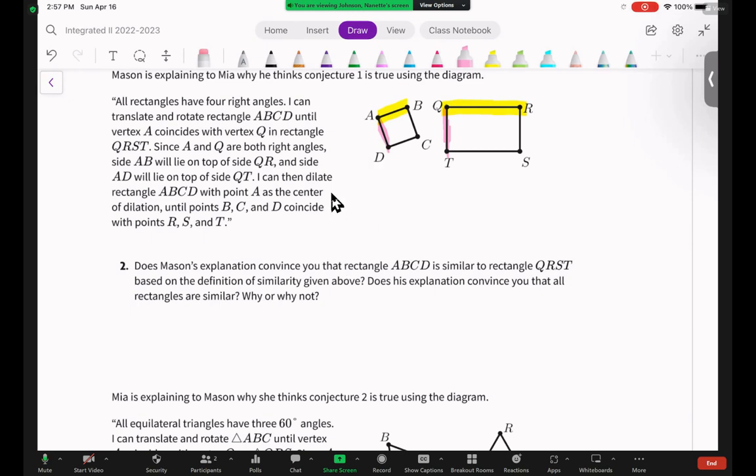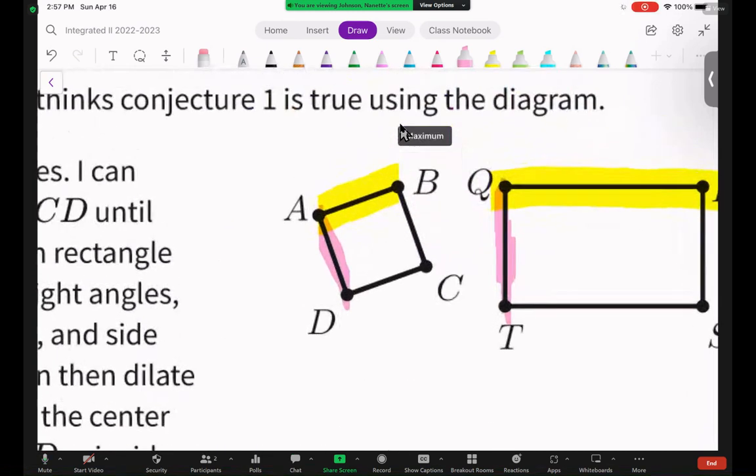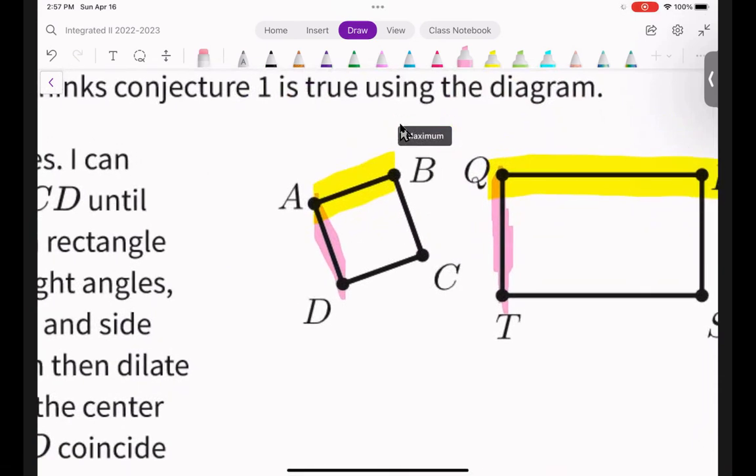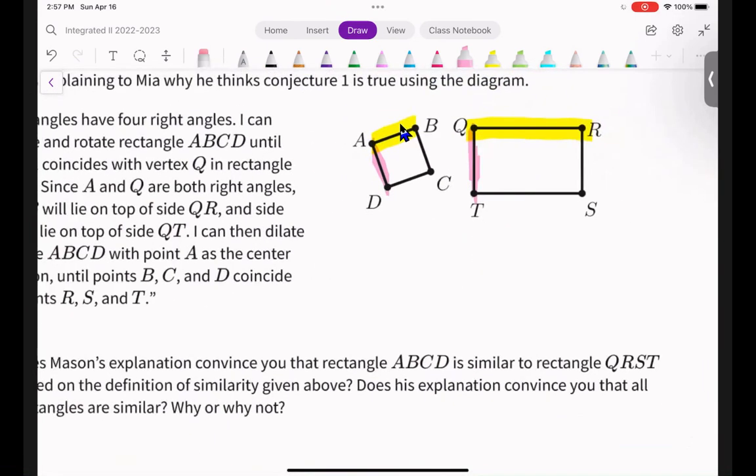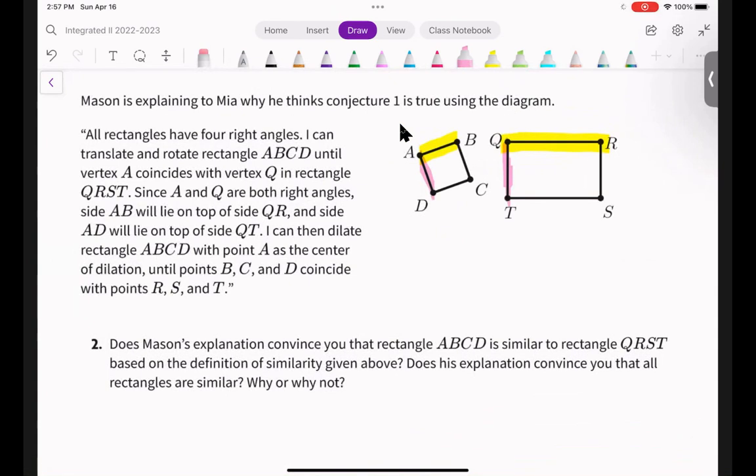do you agree with Mason's definition? Like if I line these 2 corners up and I'm going to just zoom in on this one, can I ever make ABCD line up with QRST? And so what do you think? Yes or no?